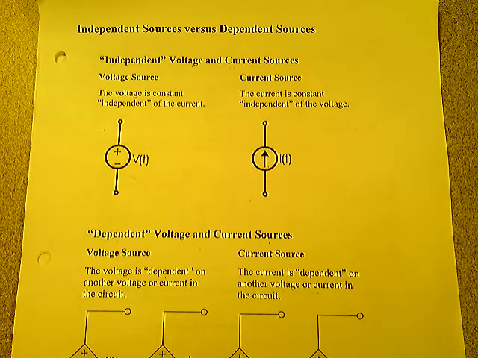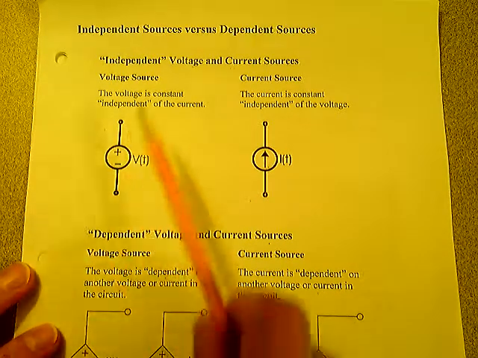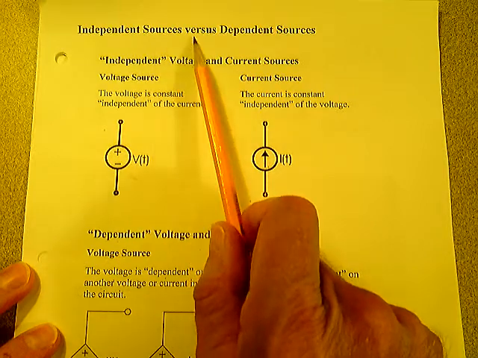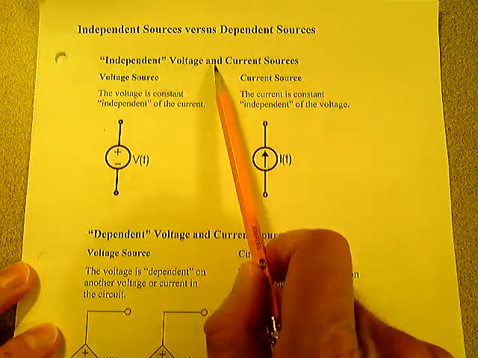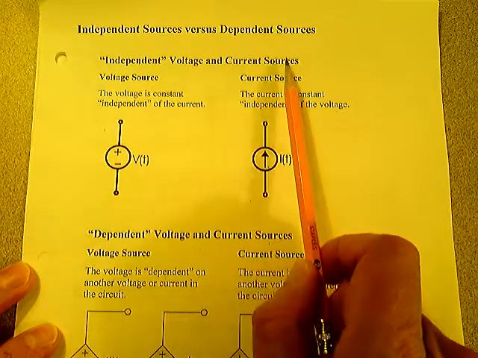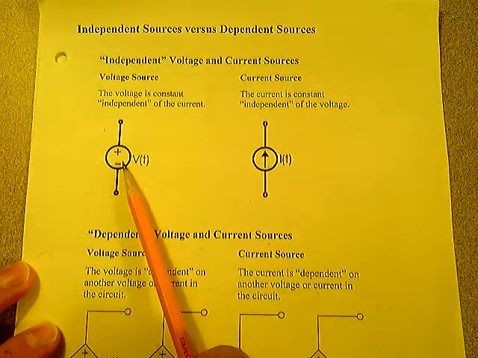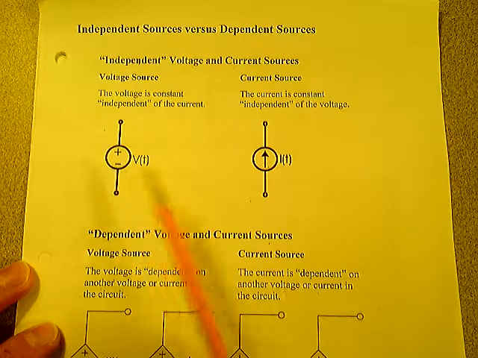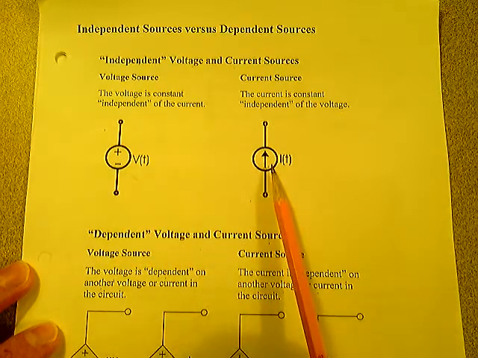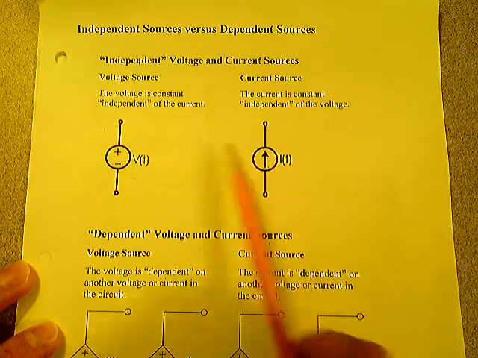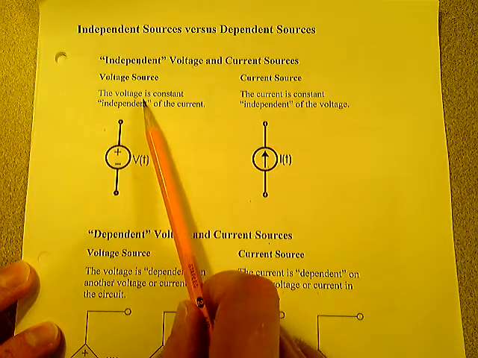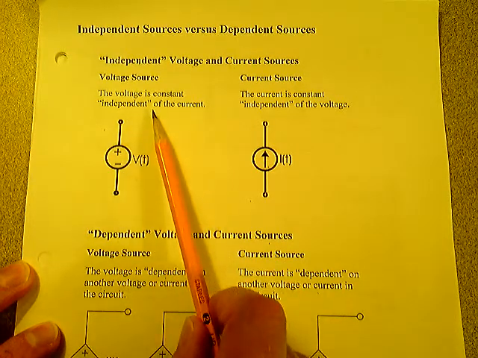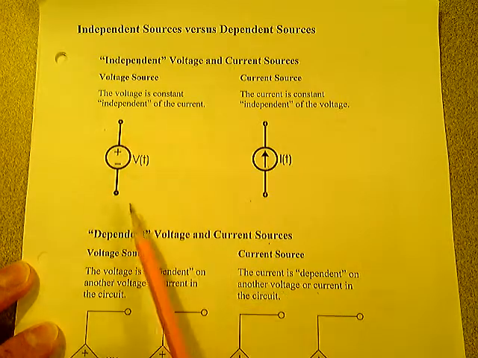We're going to start out on page number 15, and we're going to talk about independent sources versus dependent sources. Independent voltage and current sources. This is the symbol for an independent voltage source, and this is the symbol for an independent current source. Now, if you take a look here at this independent voltage source, the voltage is constant, independent of the current in the rest of the circuit.